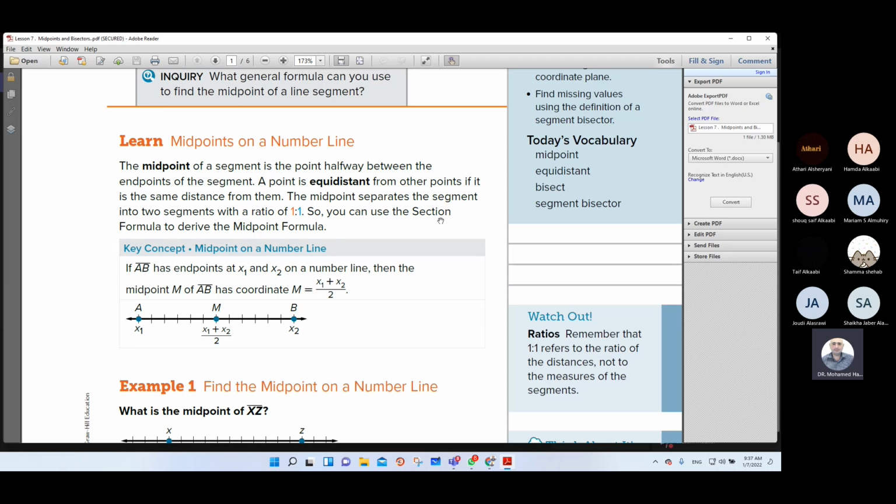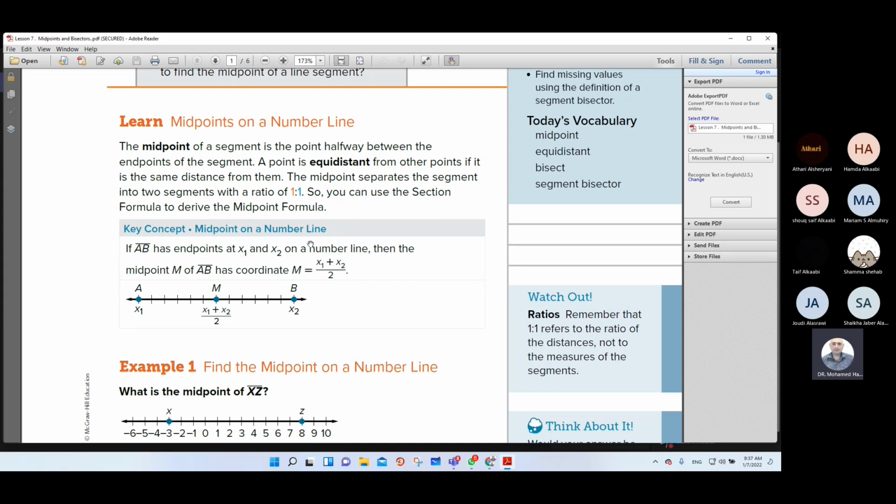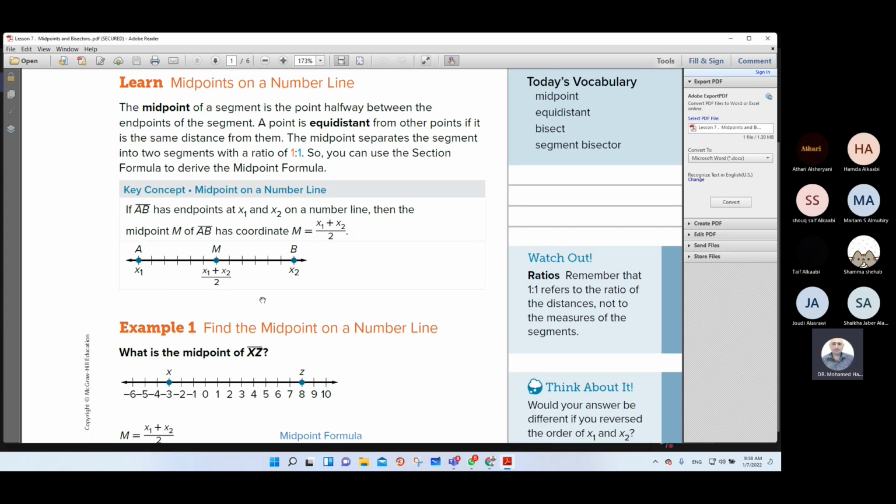So you can use the section formula to derive the midpoint formula. When you want to solve for the midpoint, you have a special formula to find it. If the segment AB has endpoints at x1 and x2 on a number line, then the midpoint M of the segment AB has coordinate M equals x1 plus x2 divided by 2. So you can use this rule when you have a number line to find the midpoint.